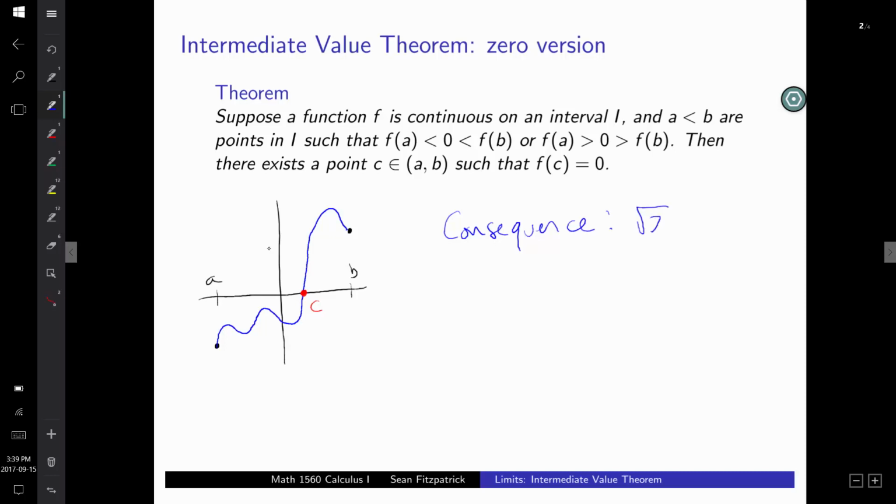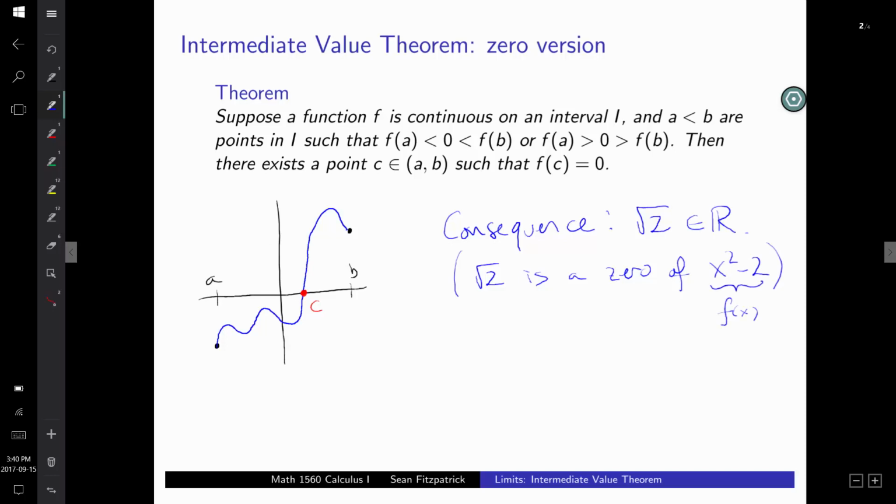The square root of 2 is a real number. Okay, seems silly. We take this for granted. Of course, the square root of 2 is a real number. But why do we know this is true? Well, basically, what is the square root of 2? Square root of 2 is a 0 of this polynomial, x squared minus 2. So take that to be my function.